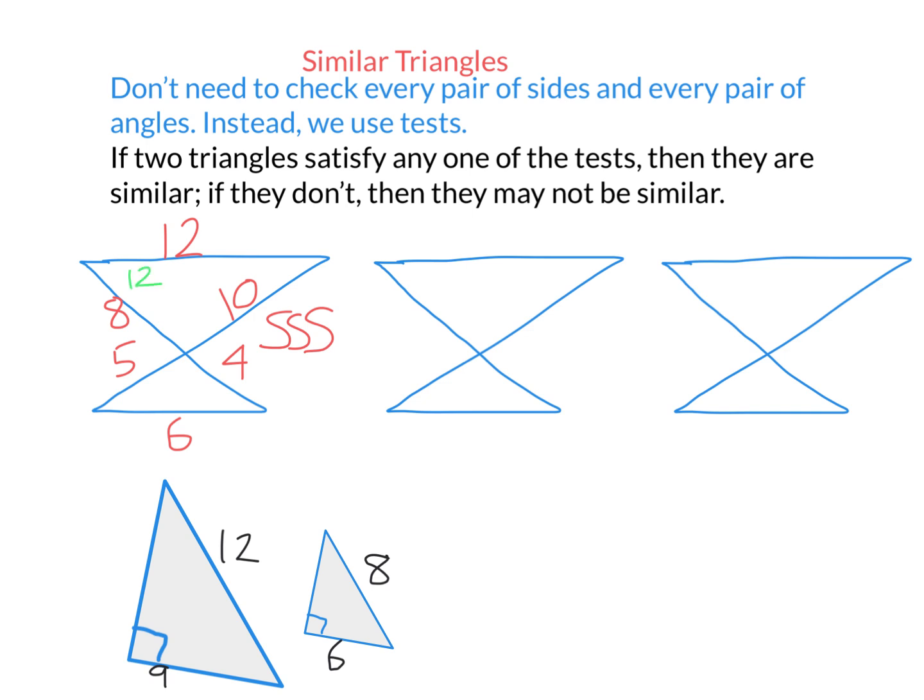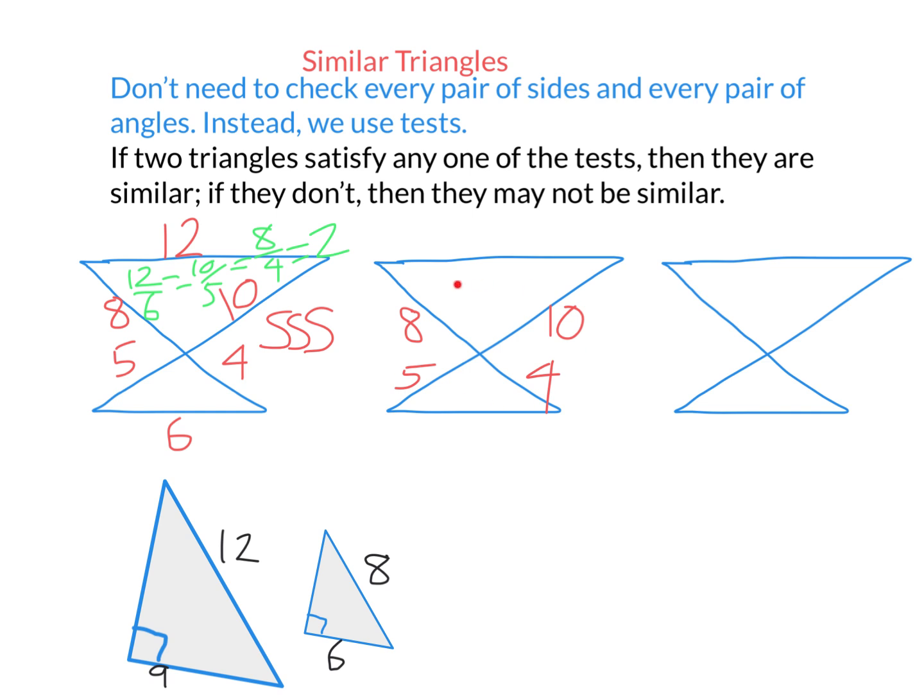Here 12 over 6 is 2, 10 over 5 is 2, and 8 over 4 is 2. The scale factor is 2 for each pair of sides: for the longest side in each shape, for the middle side in each shape, and for the shortest side in each shape. Each side in this larger triangle is twice as long as its corresponding side in the smaller shape. That's what a scale factor of 2 means. The sides in the larger shape are twice as long as the sides in the smaller shape. So that's how we use the SSS test to check.